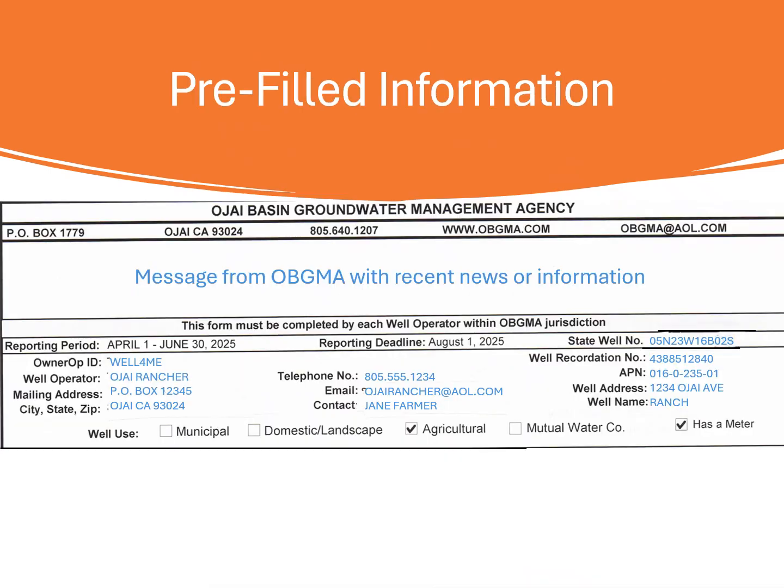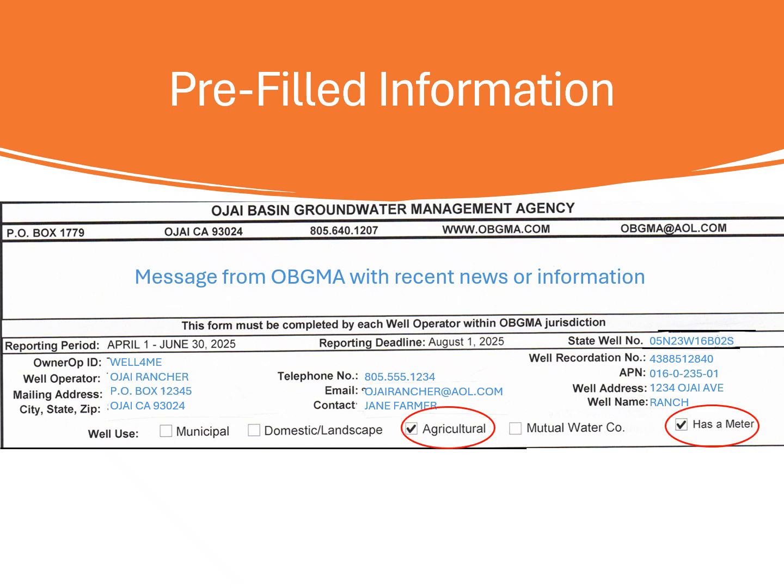OBGMA will provide recent news or information in the section at the top. The first section will show the information we have in our database for the well, including the well operator, address, phone number, contact information, and more. The state well number is shown, and if the well has a recordation number, that number will be listed.